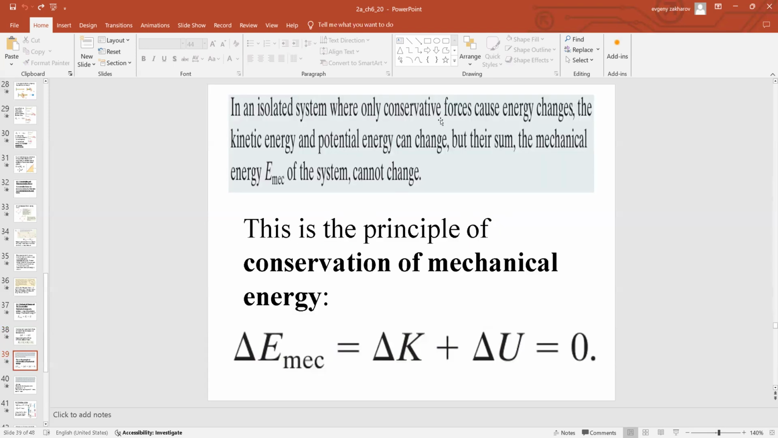So if only conservative forces are present, no friction, then kinetic energy and potential energy can change, but the sum cannot. And you say change in kinetic plus change in potential is 0. So overall change is 0. And this is your easy case for problem solving. The easy case means no friction.